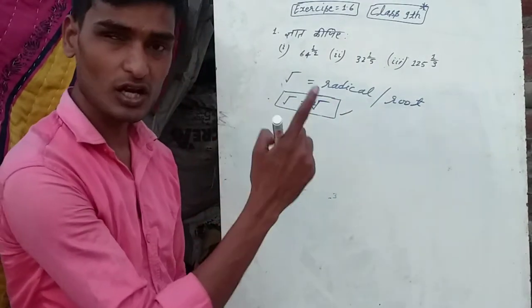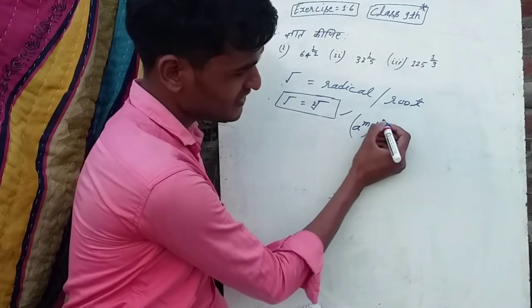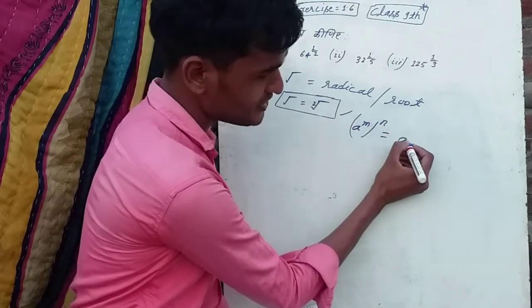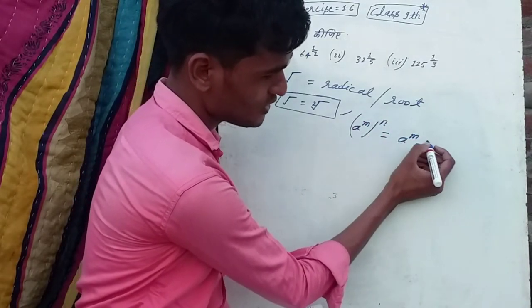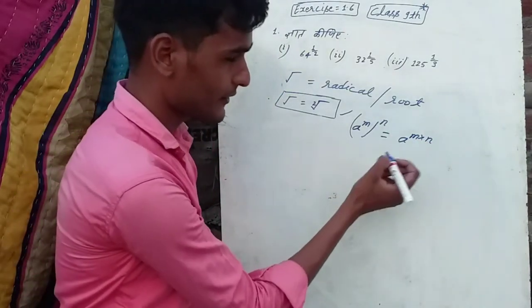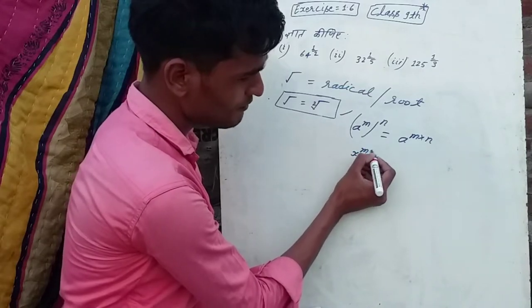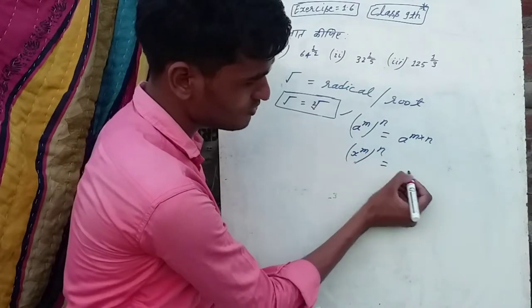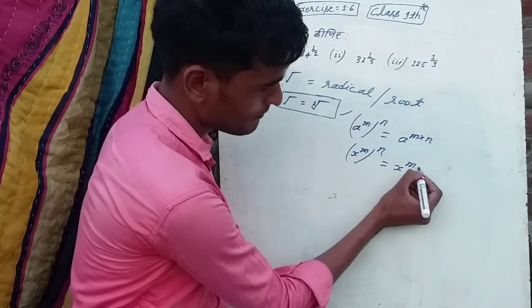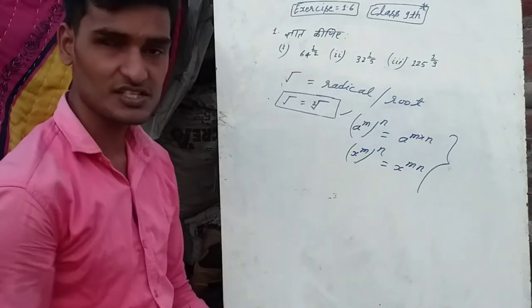This formula is always remembered: a to the power m, in parenthesis, to the power n, we can also write as a to the power m n. Got it? x to the power m, in parenthesis n, we can also write x to the power m n. This formula is always remembered. We can apply this formula here.